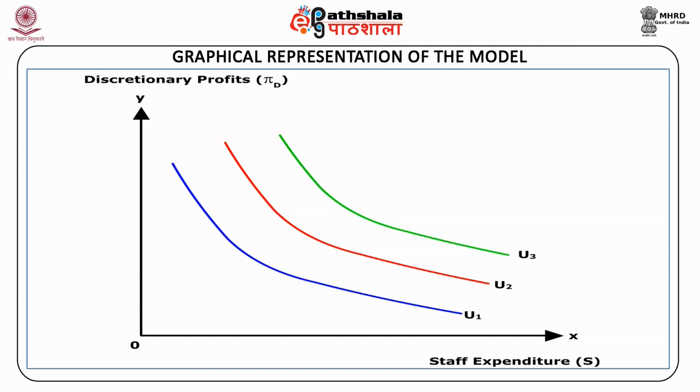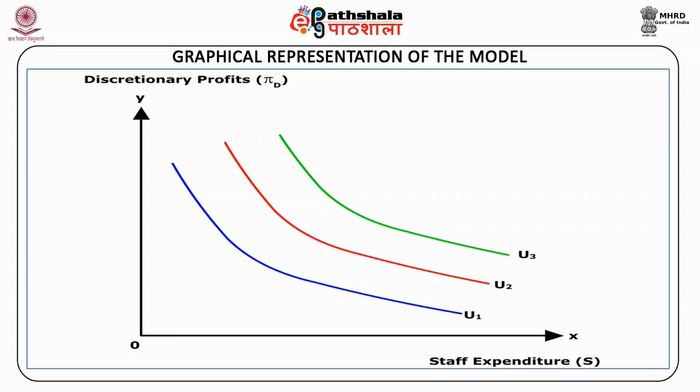We assume here that discretionary profit is equal to discretionary investment. We have also assumed the downward sloping indifference curve just like conventional indifference curve. Thus, the marginal rate of substitution between staff expenditure and discretionary profit diminishes as the consumer moves on the indifference curve from left to right. We have plotted the indifference curves in such a way that they are asymptotic towards both the axes.